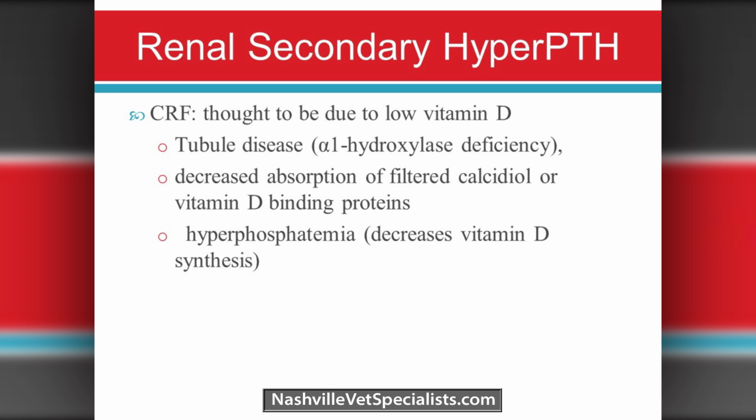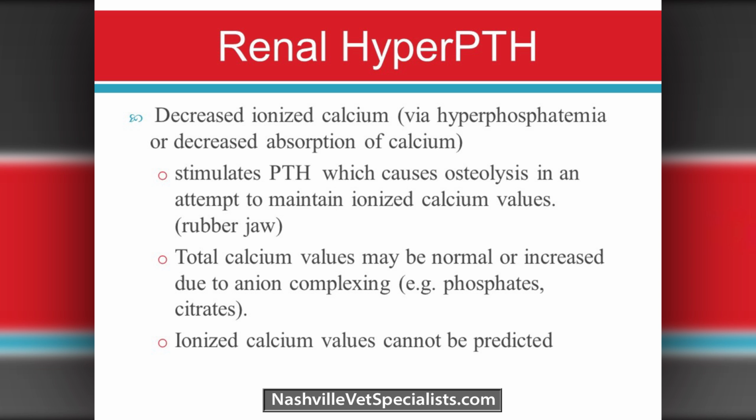And then sometimes you can't get that renal secondary hyperparathyroidism. So that's where you have decreased ionized calcium, and it's because of the hyperphosphatemia, or decreased absorption of calcium, and it stimulates PTH, which causes osteolysis in an attempt to maintain ionized calcium values, and that's why you get that rubber jaw. Again, we see so much renal disease, I don't really see the rubber jaw very commonly. I think it's one of those textbook things where you're like, oh, that's interesting, but it's just not as common as you think. Total calcium values may be normal or increased due to anion complexing.